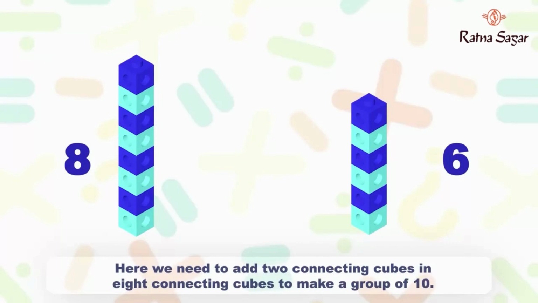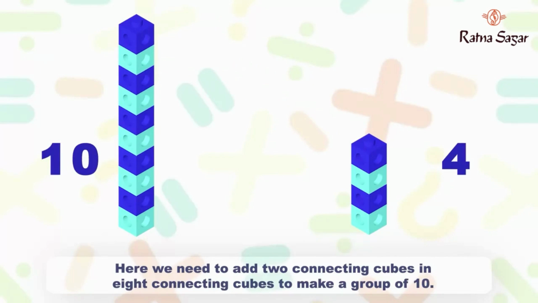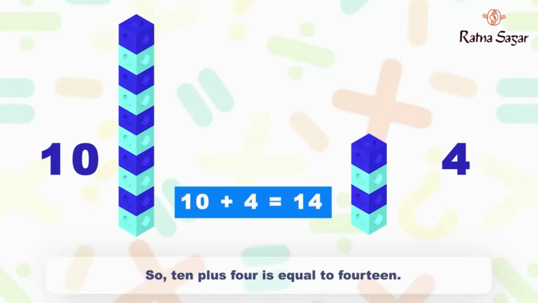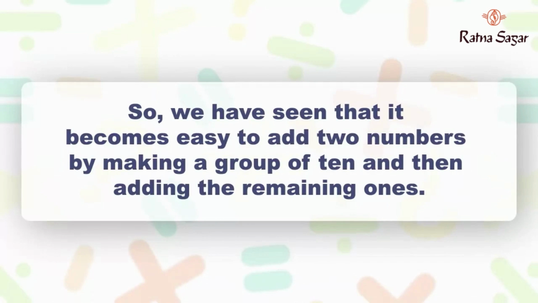Here, we need to add 2 connecting cubes to 8 connecting cubes to make a group of 10. Now, we can see that we are left with 4 connecting cubes. So, 10 plus 4 is equal to 14. So, we have seen that it becomes easy to add two numbers by making a group of 10 and then adding the remaining ones.